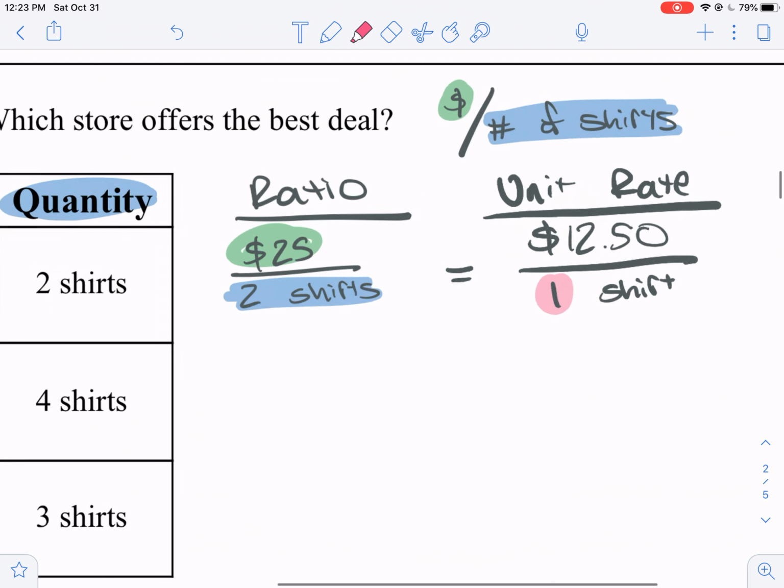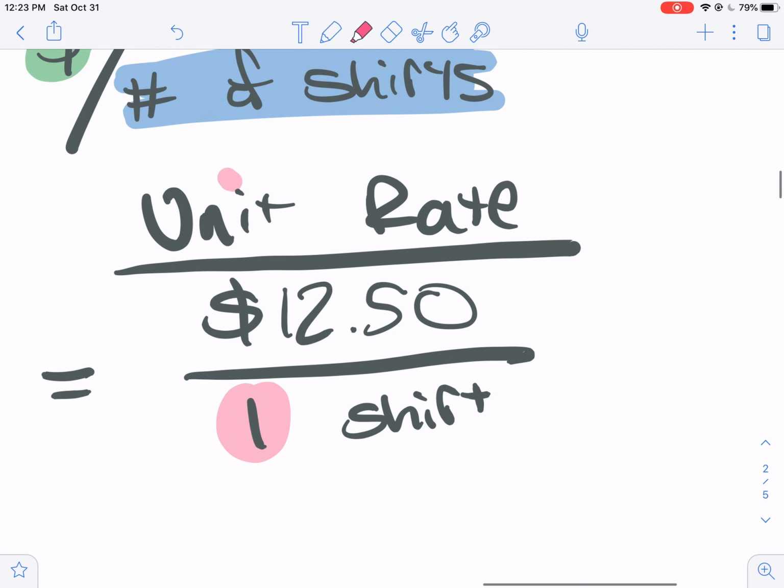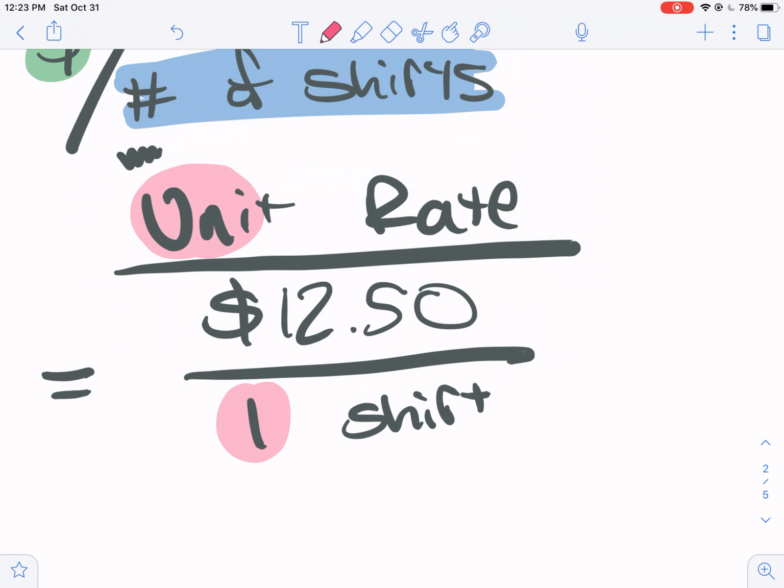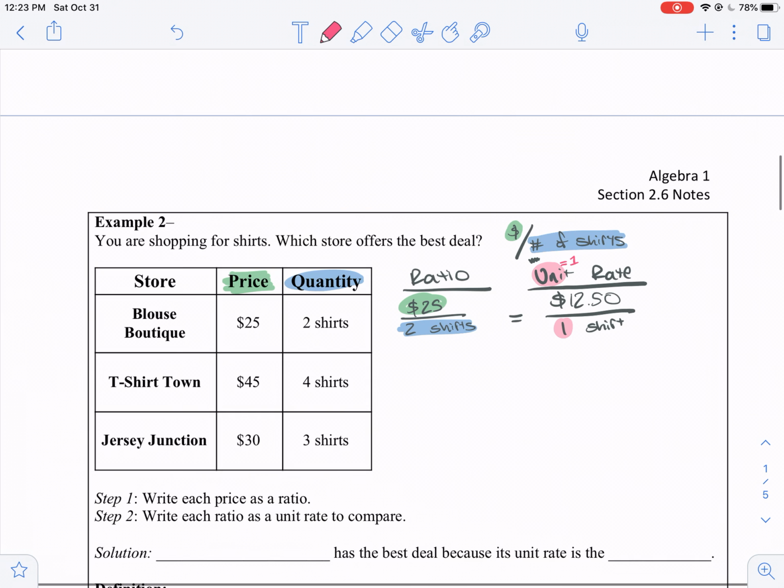A unit rate is any rate that's over 1, like uno in Spanish is 1, or a unicycle has 1 wheel, or a unibrow is when you have your 2 eyebrows, but then they form 1 big eyebrow over both your eyes. Okay, unit means 1. So a unit rate is when you express a ratio with 1 in the denominator. So we're going to do that for each item here.